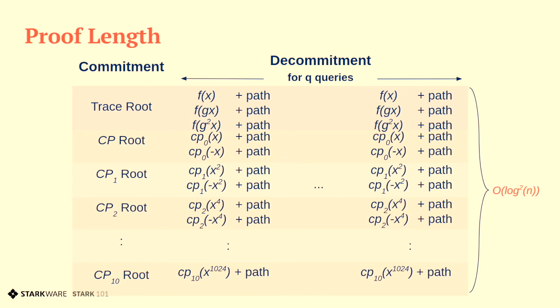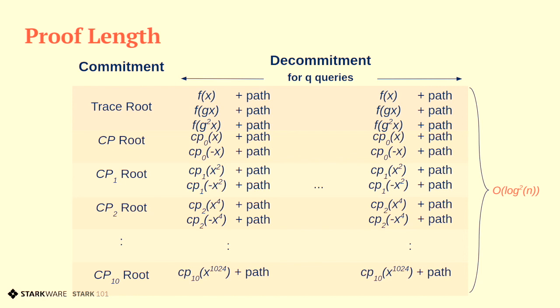And for q different queries, we need to send q multiplied by order of log square n information. Because for each different query, we need to send all the data that we've just seen. We need to send f of x, f of gx, f of g square of x for the first layer, and then we need to send CP at layer i of x and minus x, and of course with the authentication path. Q is constant because it's the number of queries that we need, and order of log square n information.